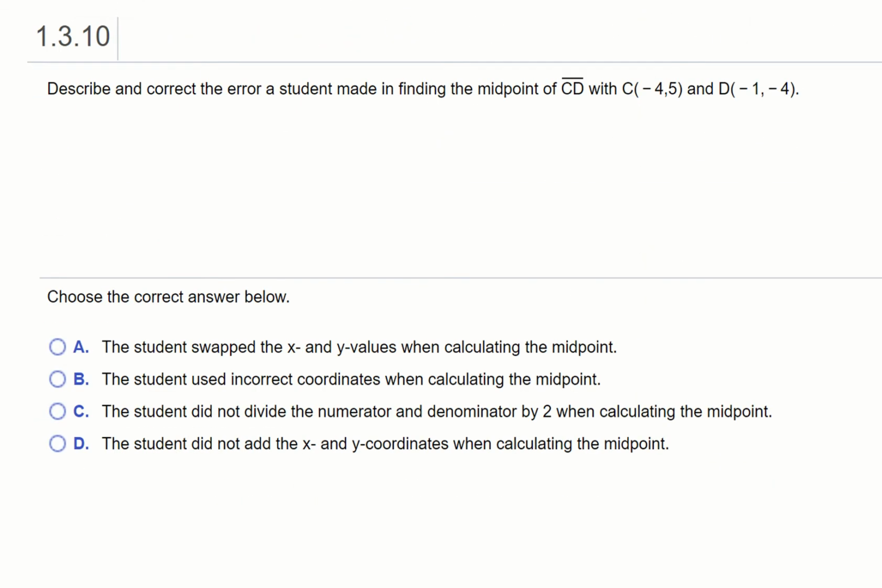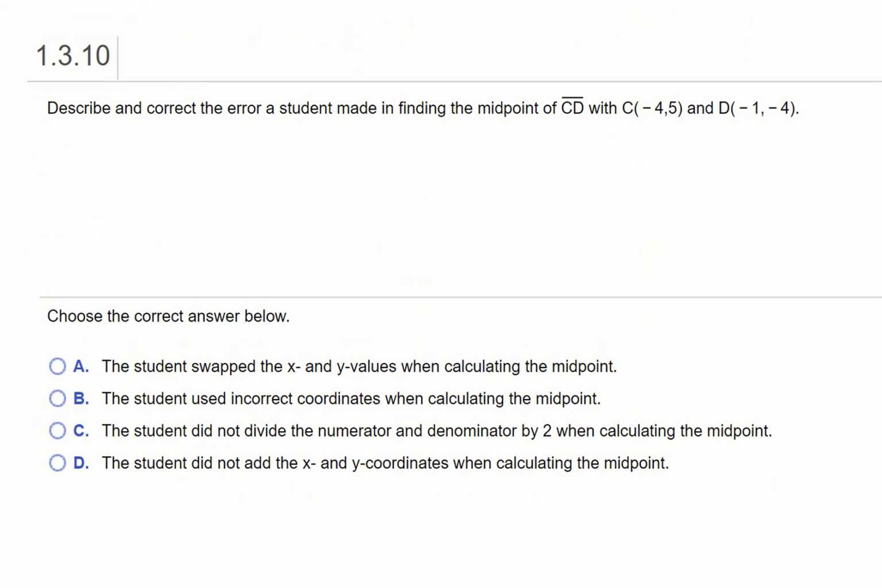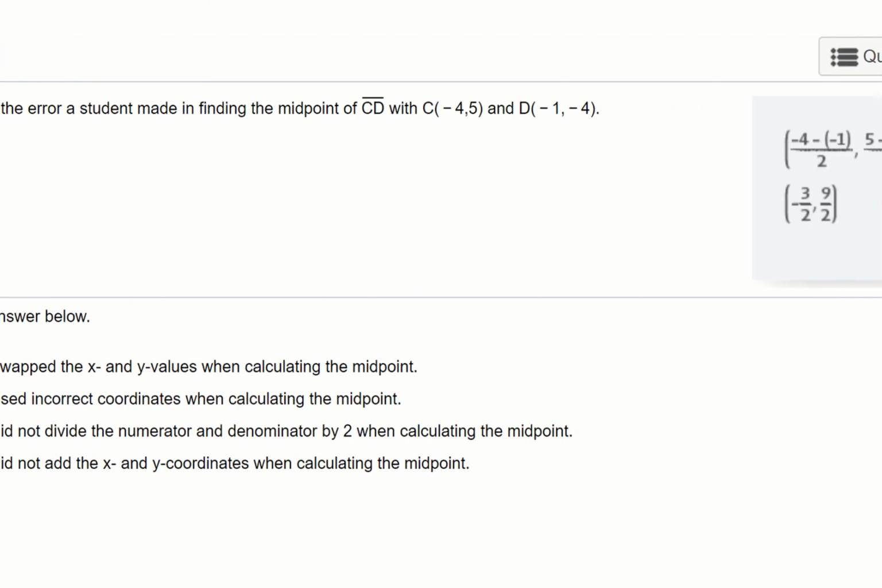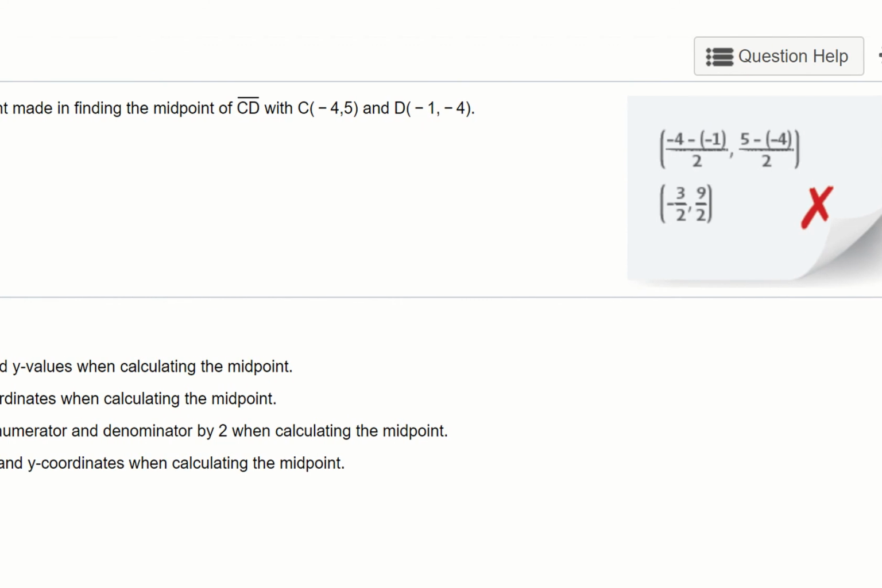Okay, so that takes care of that question. The next question we're looking at is correcting an error that a student makes. The student is calculating the midpoint, and this is the student's work right here. We want to figure out what's the error that the student makes.